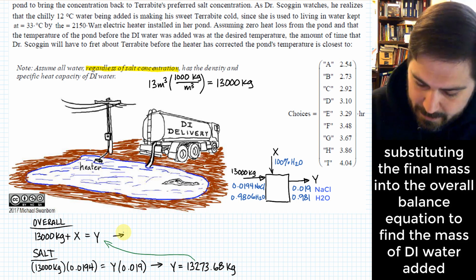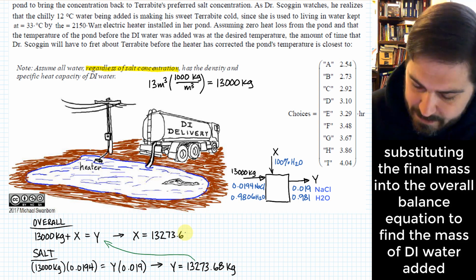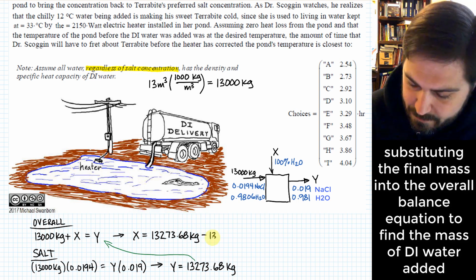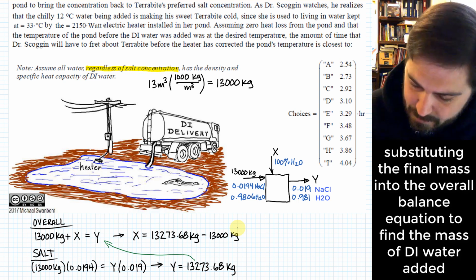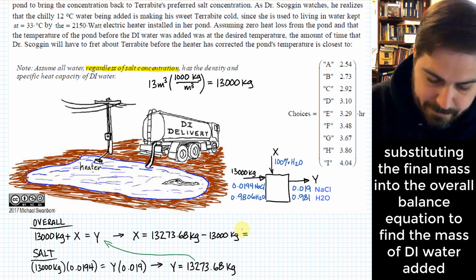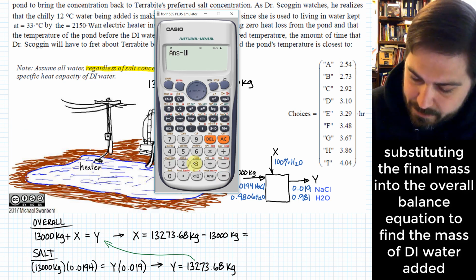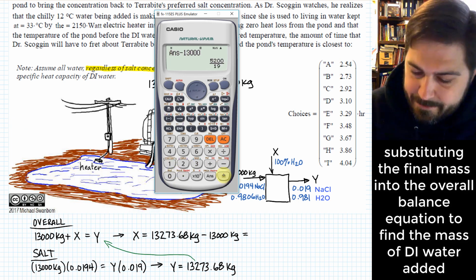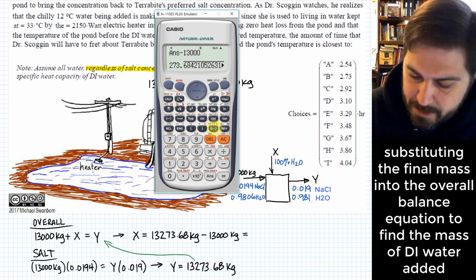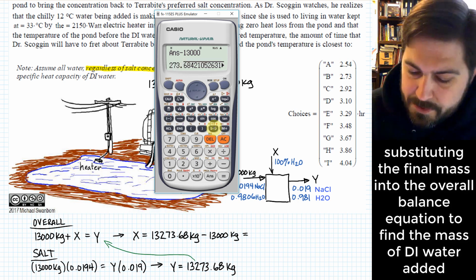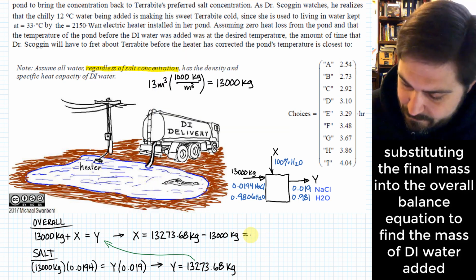If I rearrange this a little bit, we can say here that X is going to be equal to Y, which is 13,273.68 kilograms, minus 13,000 kilograms. When I subtract 13,000 from what I had originally, it tells me that this value has to be 273.68 kilograms.